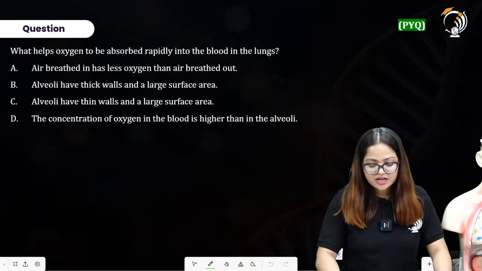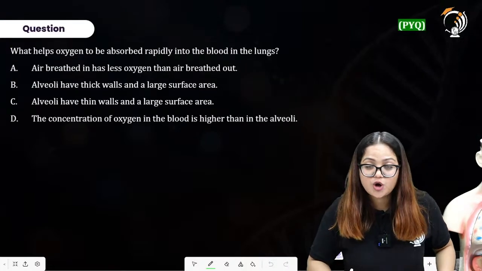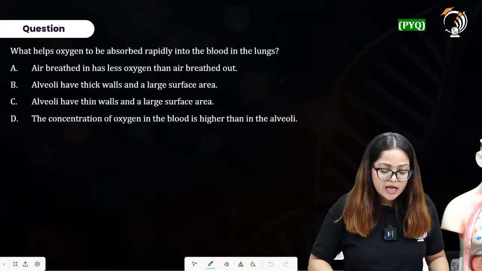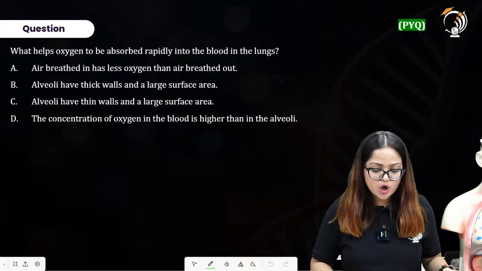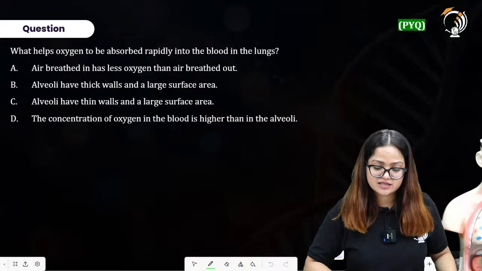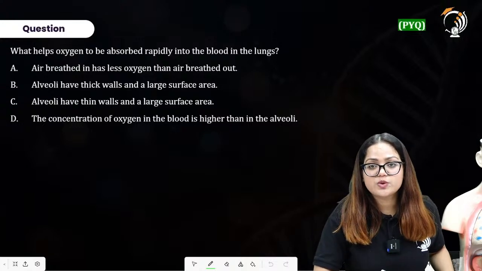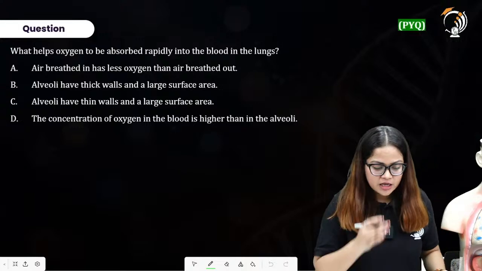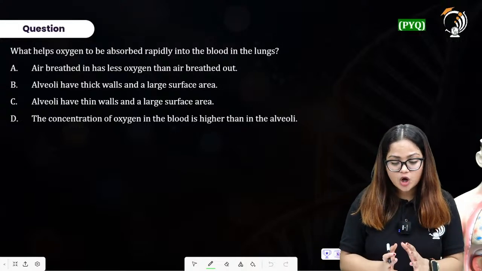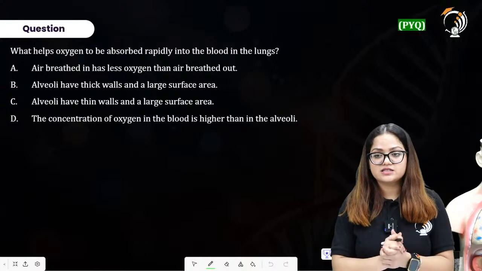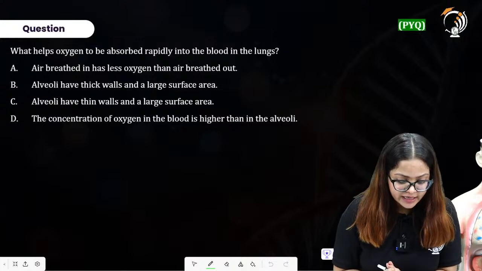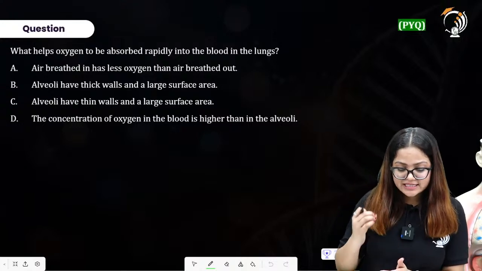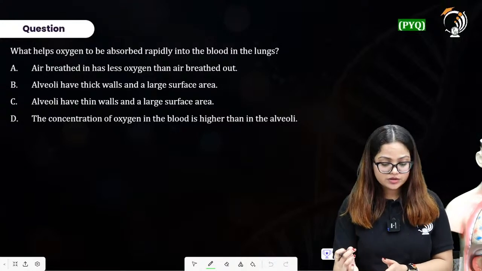Alright, so since we covered this, let's move on to the topic questions here. What helps oxygen to be absorbed rapidly into blood in the lungs? Try to answer this question. The options are here. Air breathed in has less oxygen than air breathed out.